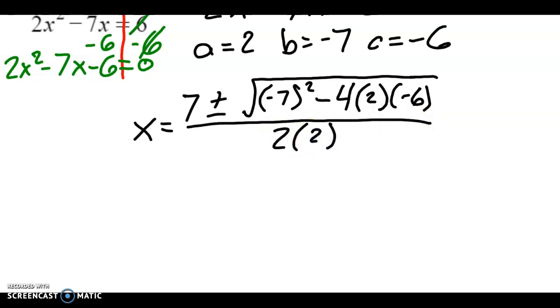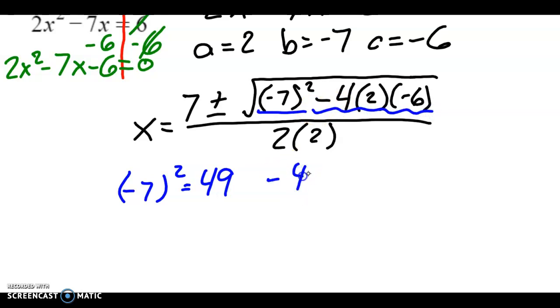Okay. So now we start simplifying this. Okay, so that negative 7 squared is going to end up being a 49. And then that negative 4 times 2 times negative 6, well, negative 4 times 2 is going to equal negative 8. And then times negative 6 is going to equal a positive 48. So, oops, positive 48. Good. So what we end up with here is you've got 49 with negative 7 squared. You've got 48 with that whole 3 value multiplication.